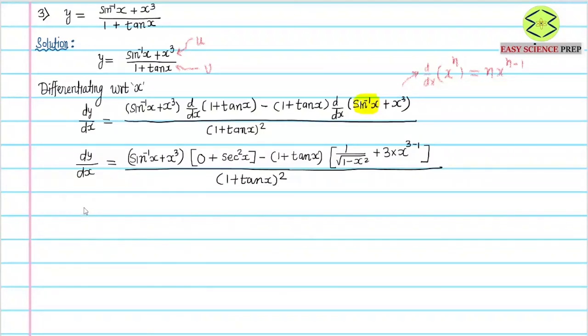Now the next step is only simplification. Differentiation we have done. So we have sine inverse of x plus x cube, and this is going to be secant square of x, because 0 we don't write. Then we have 1 plus tan x, and this is again, if you see, 1 divided by under root 1 minus x square plus 3x square.